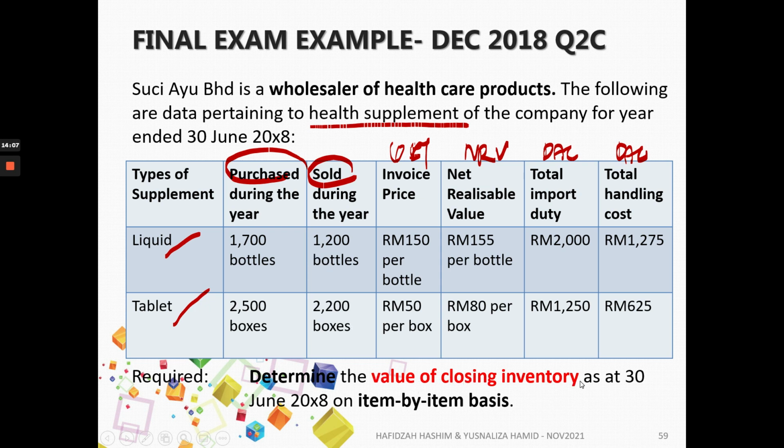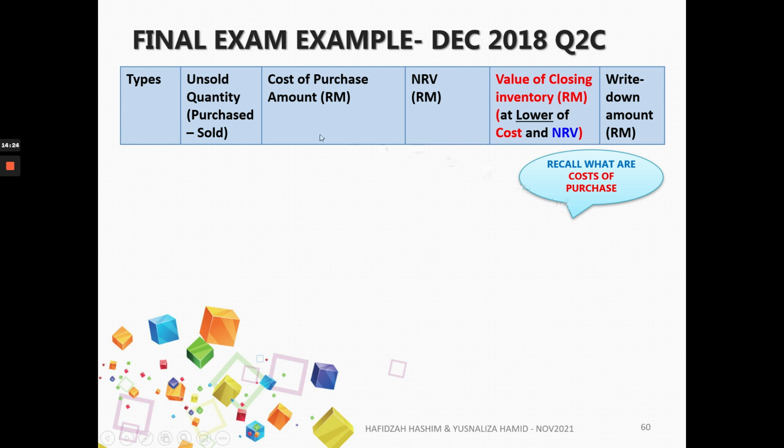Determine the value of the closing inventory as at 30th of June using item by item. There are only two types of supplements, so it will be item by item basis. Let's just construct the table first. Before that, recall what are the costs of purchase. Go and create a table with a write down column, one column for the closing inventory, one column for NRV, one column for costs. Here cost of purchase is the cost. Unsold quantity is the difference between purchase and sold, what you have and what you have sold.